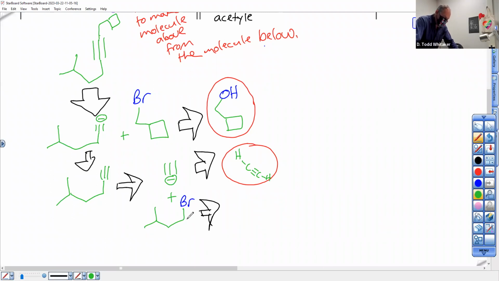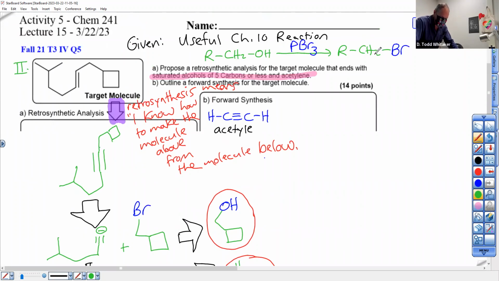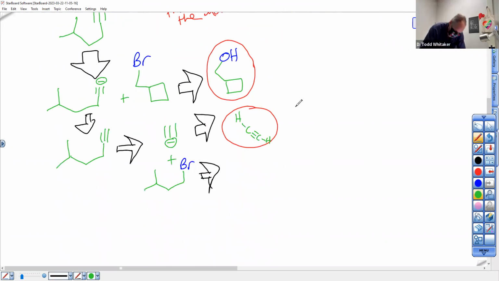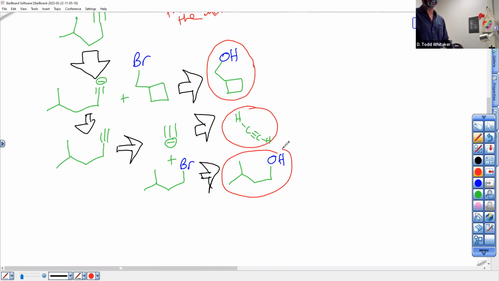Where does an alcohol, sorry, I almost gave the answer there by mistake. Where does the CH2 bromine come from? CH2 bromine comes from CH2 alcohol. 5 carbons, circle it. There's all the carbons circled. The retro is over.